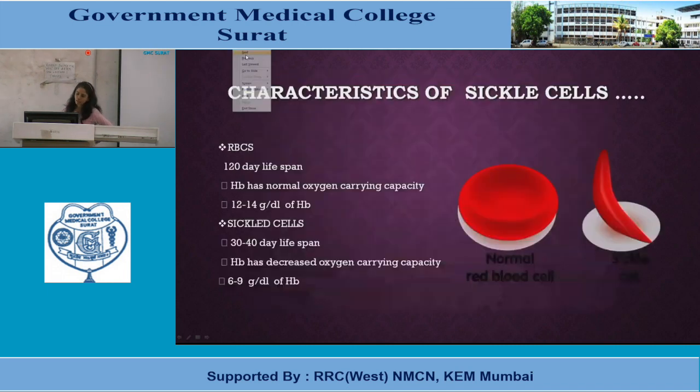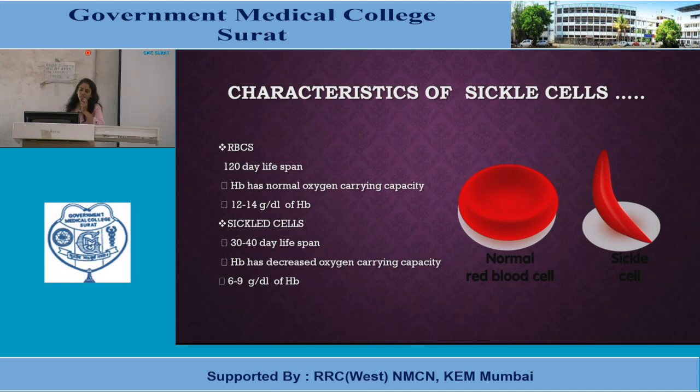Now, characteristics of sickle cells. Normal RBCs have a 120 day lifespan. HB has normal oxygen carrying capacity, and 12 to 14 gram per deciliter of hemoglobin is there. In sickle cell, the lifespan is one-fourth, only 30 to 40 days. HB has decreased oxygen carrying capacity, and 6 to 9 gram per deciliter of hemoglobin is there.